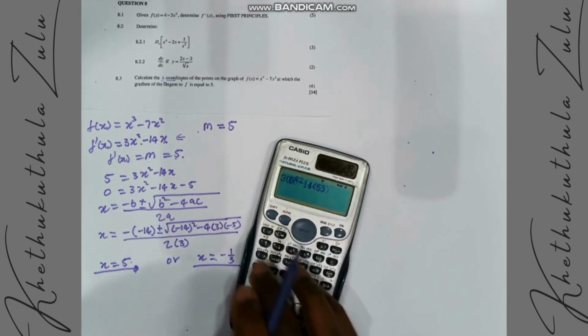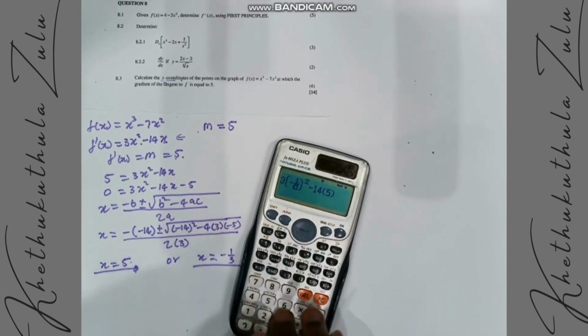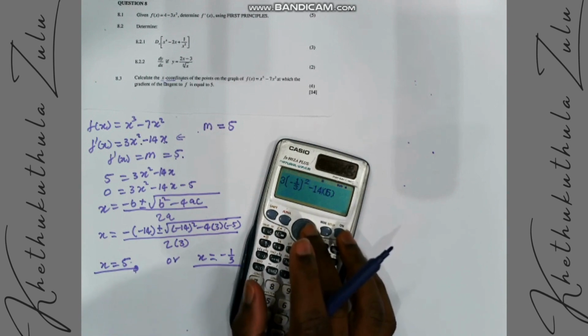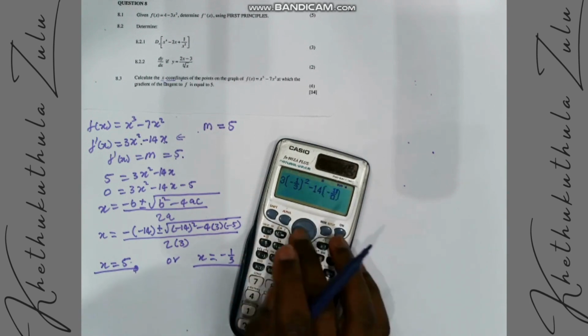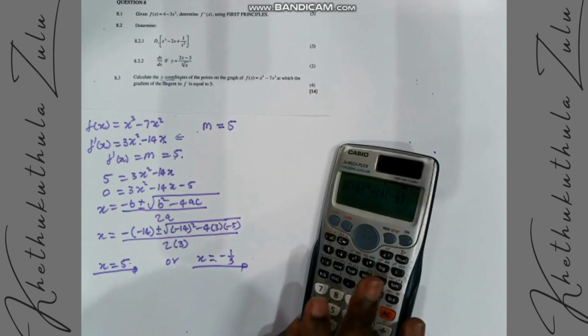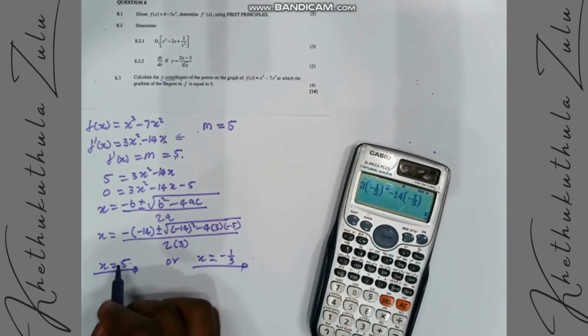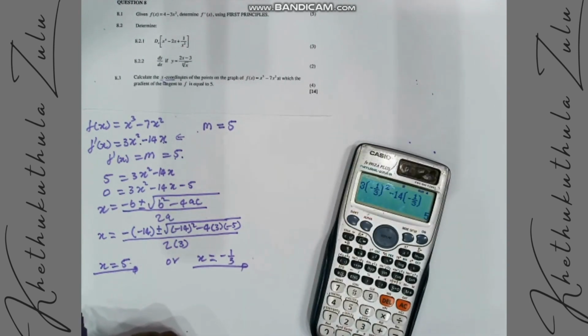Let's check negative 1 over 3, negative 1 over 3. Do we get 5? Yes, we do get 5, meaning both of them are correct.